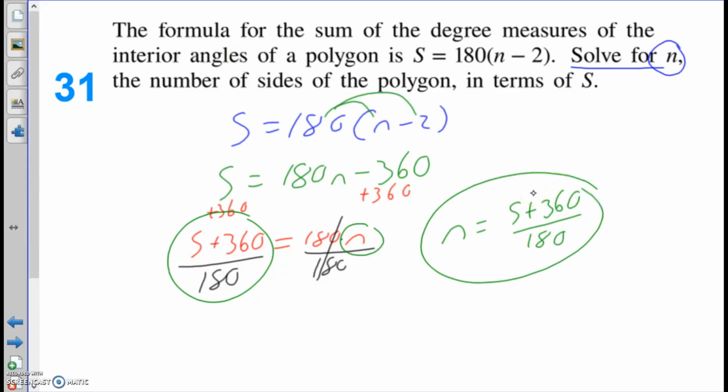I think another acceptable answer would be S over 180 plus 2, because you could have divided by 180 and then just added 2 to the other side. But either one would be accepted here. So it's just solving equations that have multiple variables, and it's the concept of get one of them alone. Do whatever you've got to do to move things to the other side, the inverse operations.